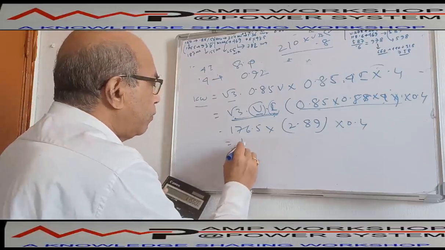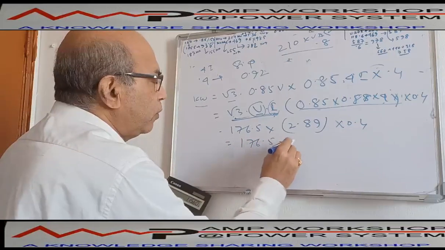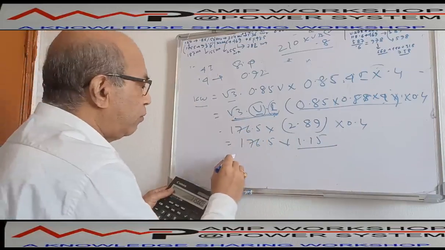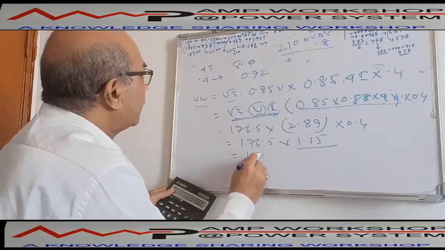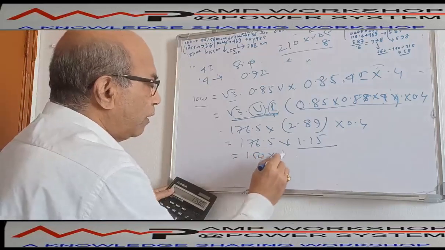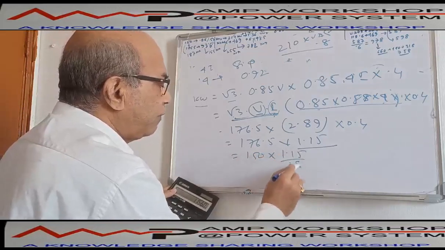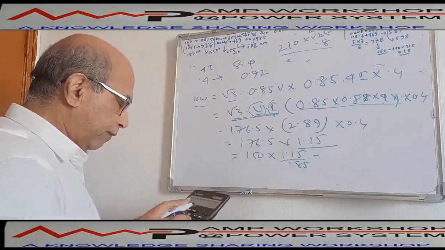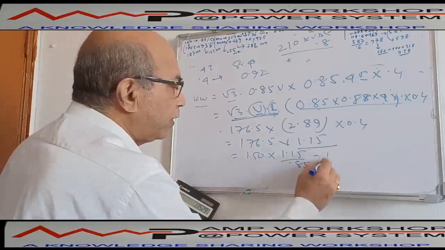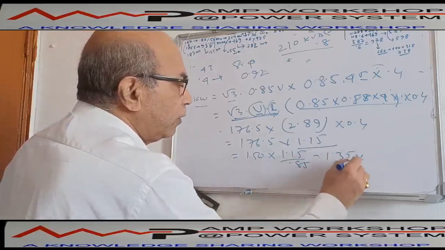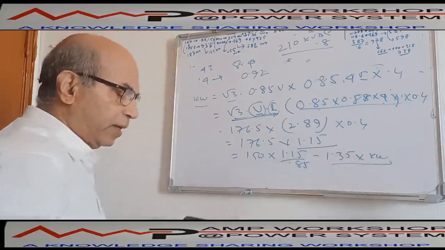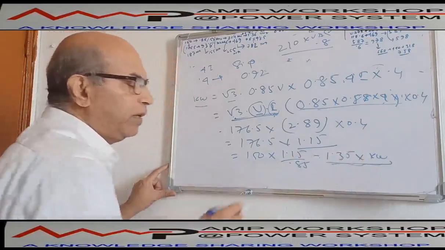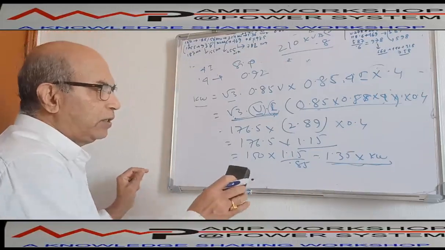So 176.5 into 1.15. If you calculate in terms of kilowatt, this will be 150 into 1.15 divided by 0.85. So this is equal to 1.15 divided by 0.85. This is coming approximately 1.35 into running kilowatt. So we can see from here, during starting, the motor is drawing kilowatt about 130% of the rated kilowatt. Okay, so this is the kilowatt requirement.